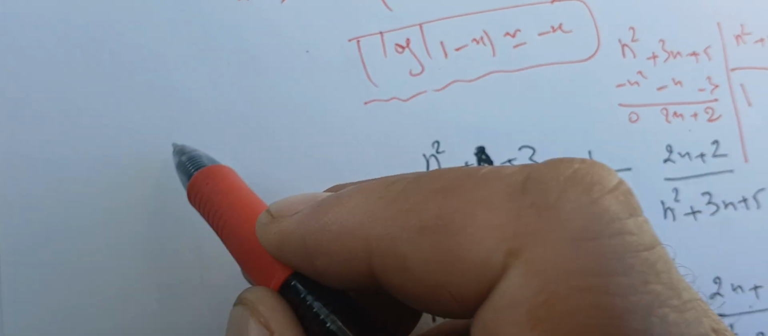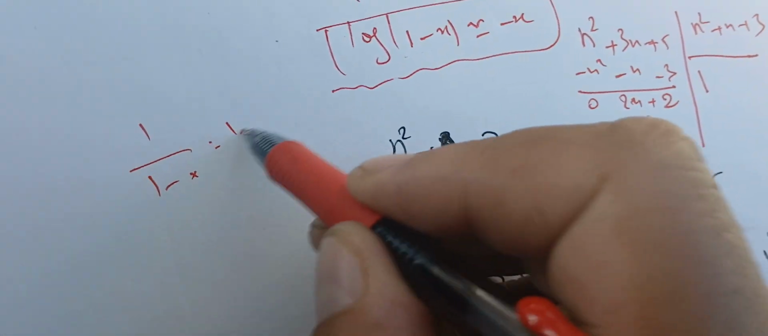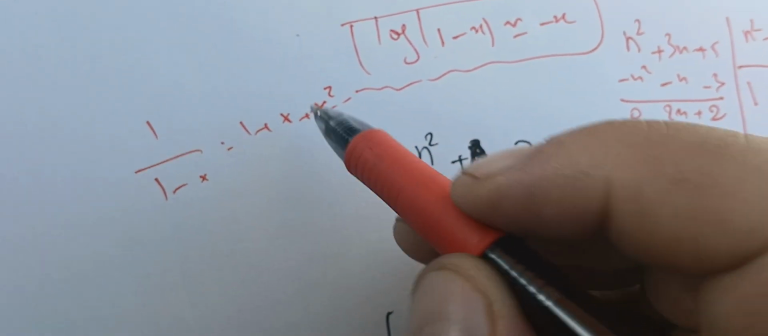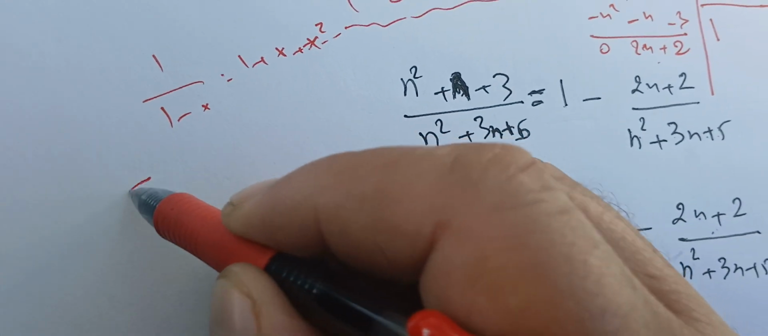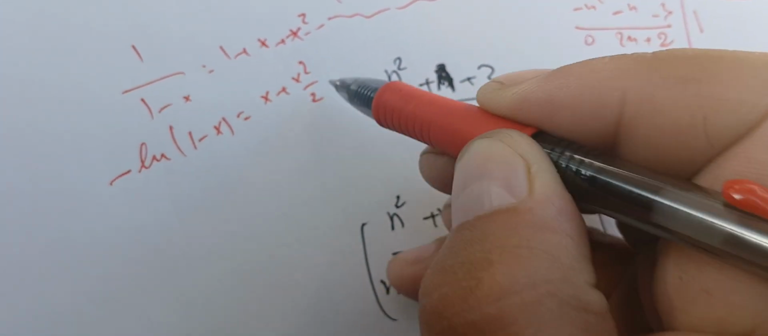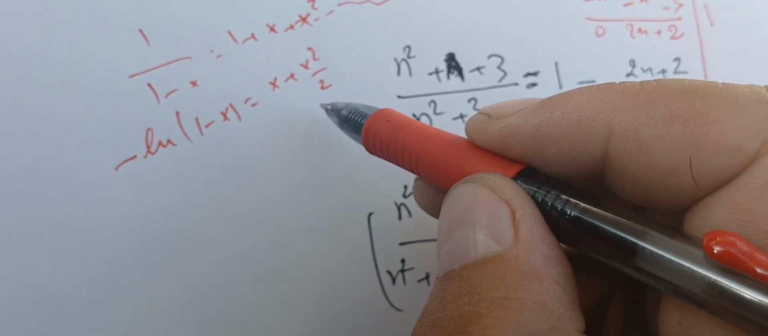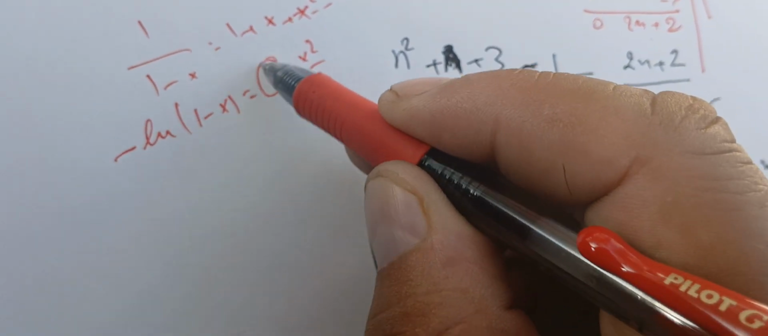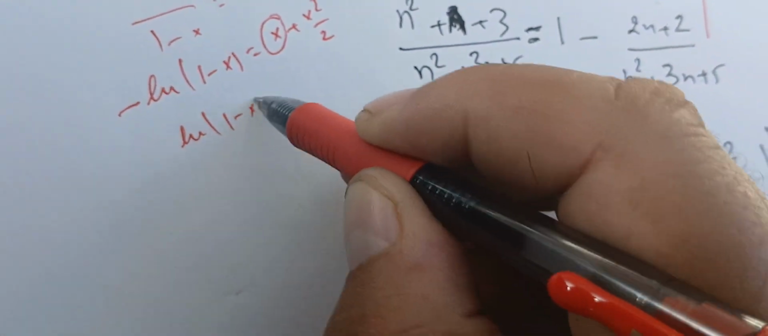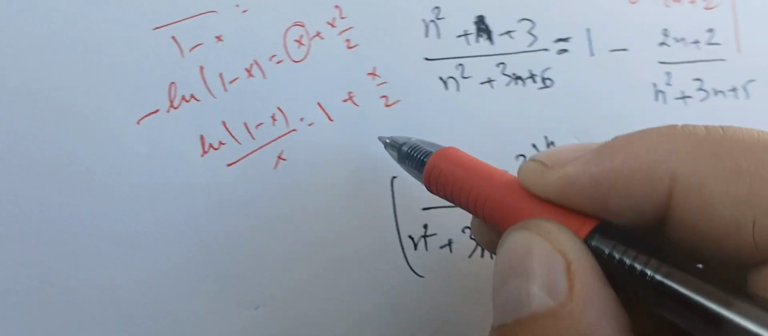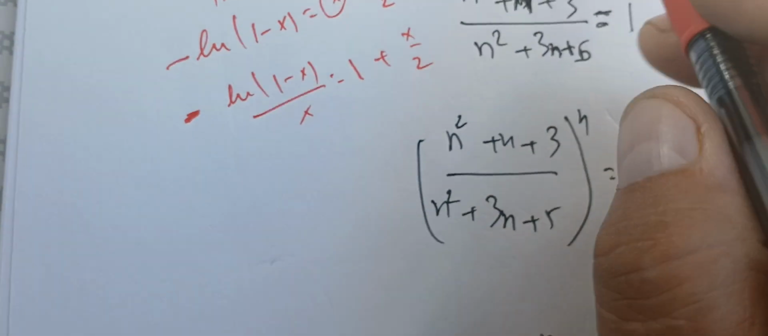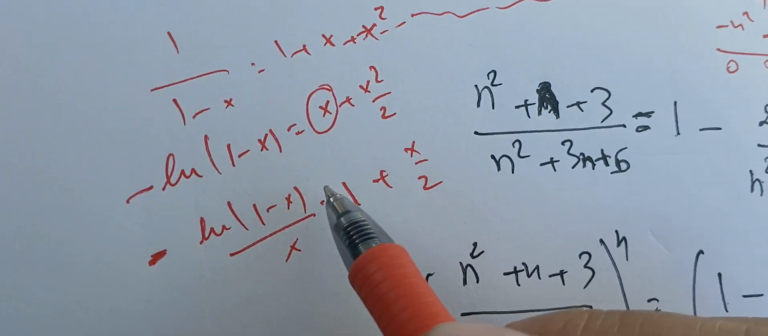I know that 1 over 1 minus x is 1 plus x plus x squared, etc. Let me stop at x squared. If I integrate, I need a minus, the log of 1 minus x. So this is just x plus x squared over 2. So if I divide everything by x, we get minus the natural log of 1 minus x over x is 1 plus x over 2. Yes, and the minus here, that's why I need this minus. So this is true, and this is close to 0.